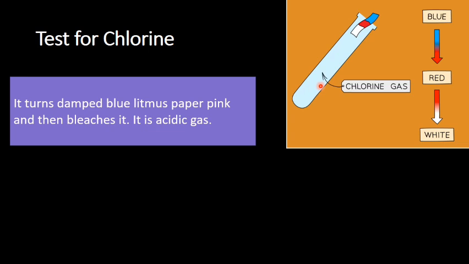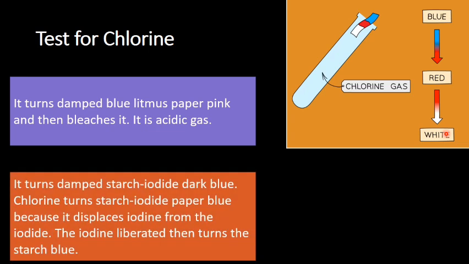Okay, look at this illustration here. This is a test tube, and in this test tube we have chlorine gas and a litmus paper is being inserted. You can see the schematic illustration showing that from blue it changes to red, after which it's bleached from red to white.